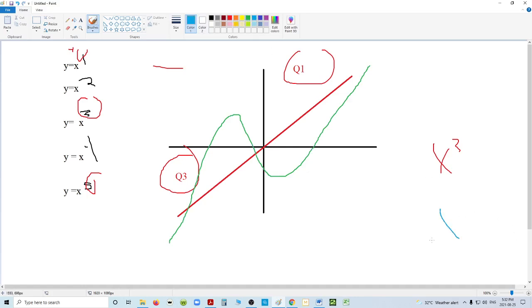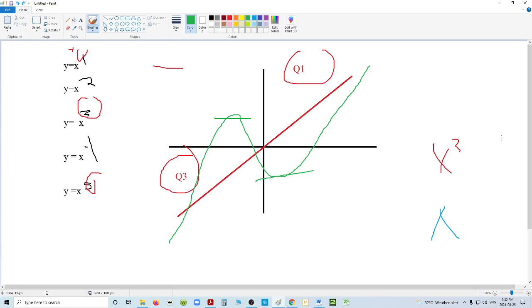What can x to the 5 do? It also starts in quadrant 3, can go up once, go down once, go up once, go down once, and then goes up. Now let's discuss this. How many turning points in this cubic? Turning points is how many times the graph changes directions. Well, there's 1 and there's 2. Those are the turning points. It changes directions twice.